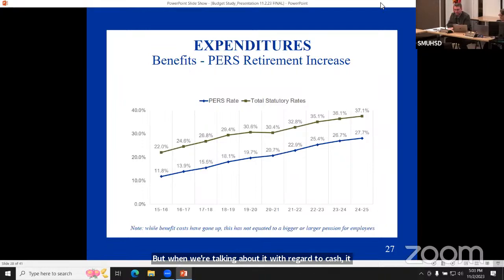We might want to say on a classified staff member that the staff member is going to cost us $60,000 in salary, but it's $60,000 plus what, 37? 36, yeah, 37 or 36%. 36%. Yep, 36%. So we have to always take that into account when we're looking at adding additional staff with regard to cash, how much it's actually going to cost us.